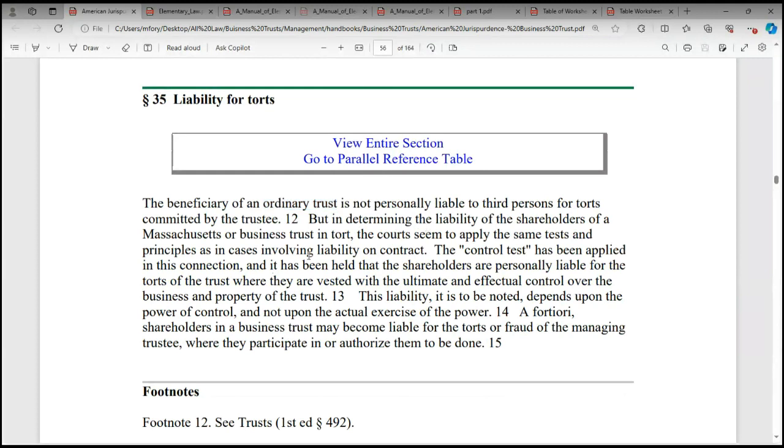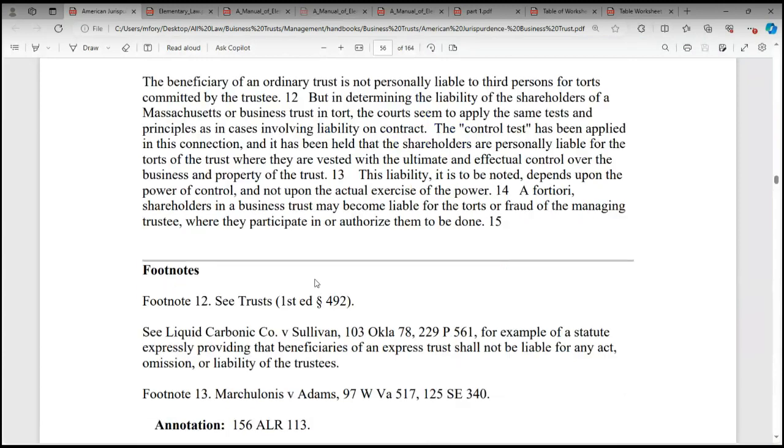But in determining the liability of the shareholders of a business trust in tort, the court seems to apply the same test as the principles in the cases involving liability on contract, the control test, meaning power in the beneficiaries to do something that they shouldn't, has been applied in this connection, and it has been held that the shareholders are personally liable for the torts of the trust where they are vested with the ultimate and effectual control over the business and property of the trust. This liability, to be noted, depends upon the power of control and not upon the actual exercise.